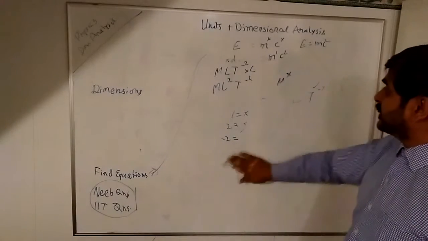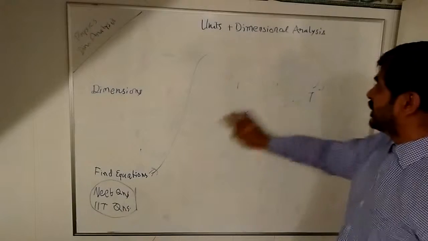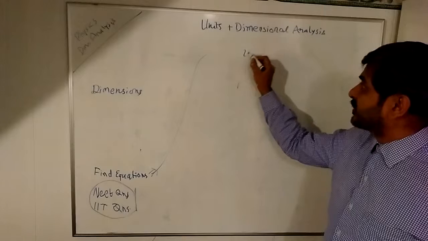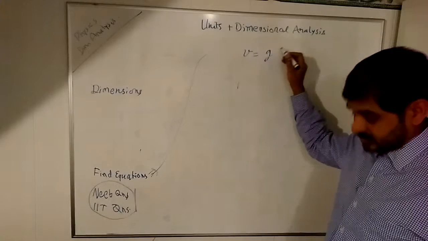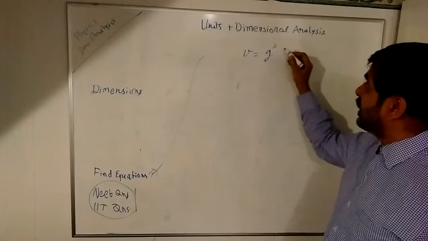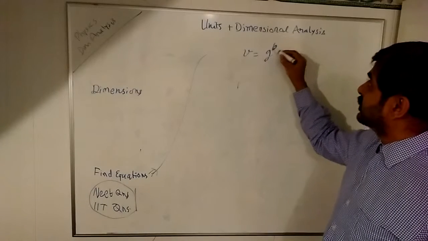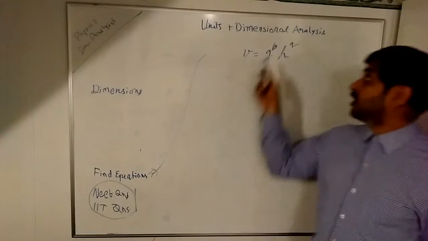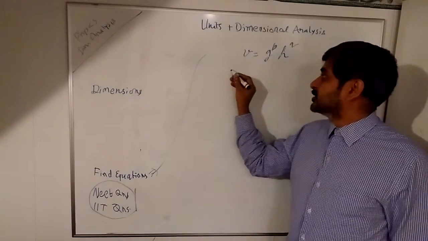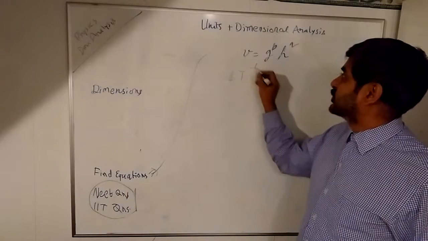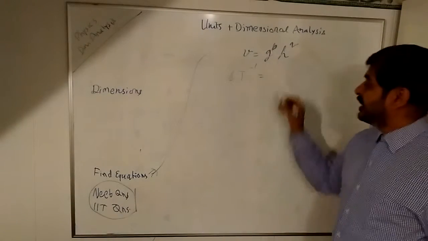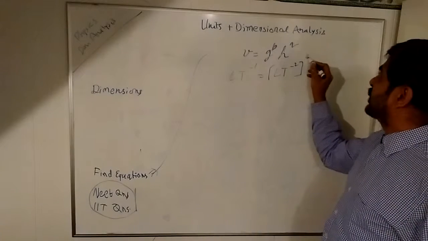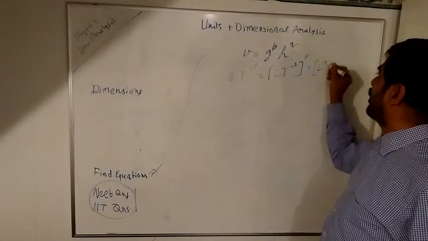Let's take a look at another problem in which a body falling under gravity has a final velocity given by g, which is the acceleration due to gravity, to the power p, and h to the power of q. We need to find out what will be the values of p and q. The velocity has a dimensional formula L T to the power of minus 1, and acceleration due to gravity has a dimensional formula of L T to the power minus 2 whole to the power of p, multiplied by height, which has the dimensional formula of L to the power of q.